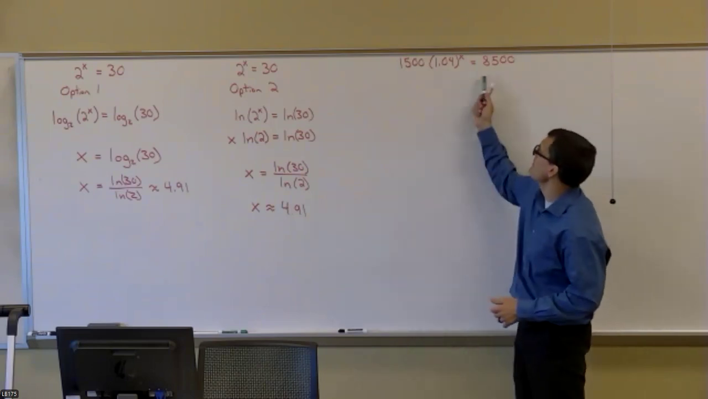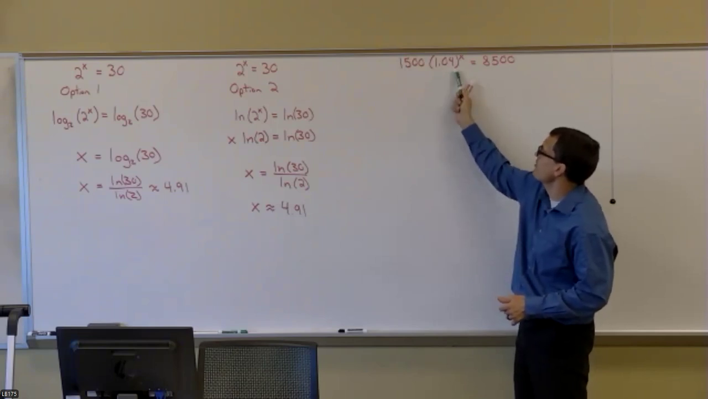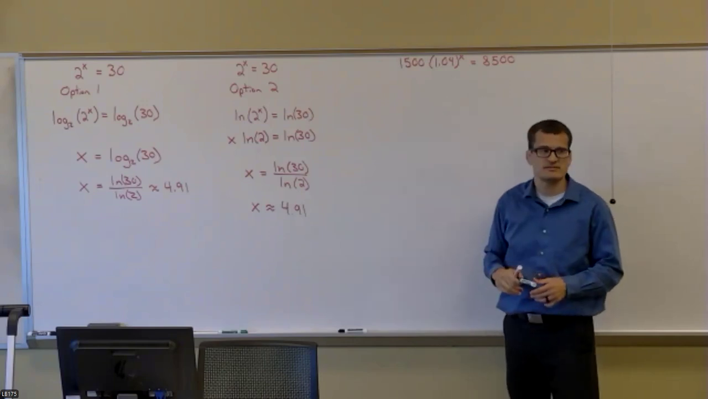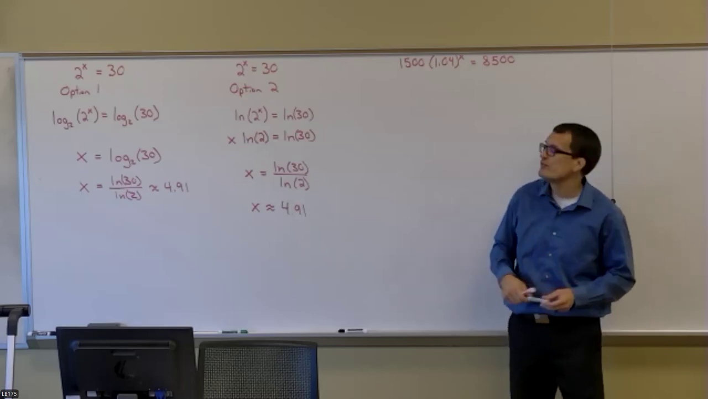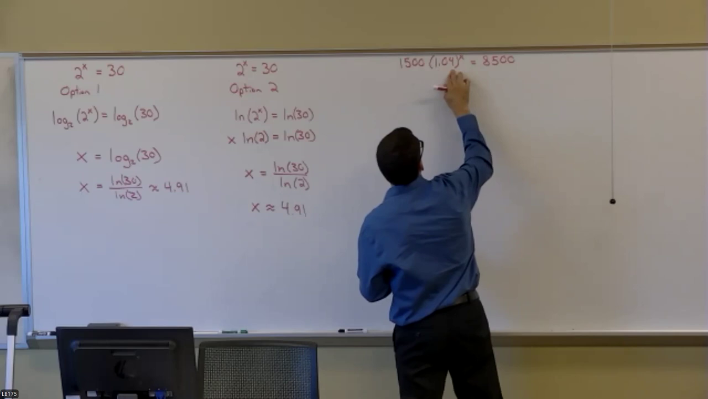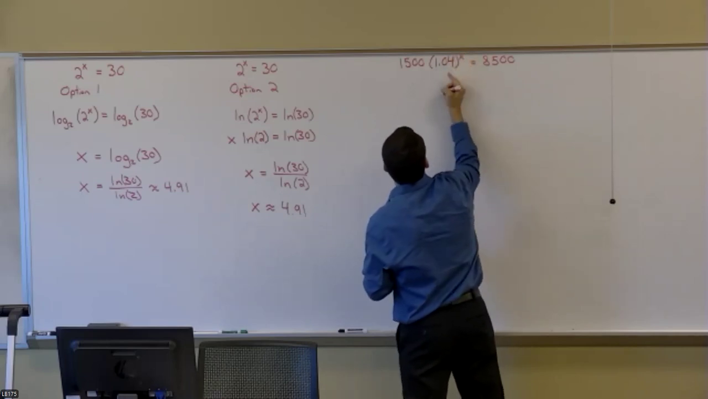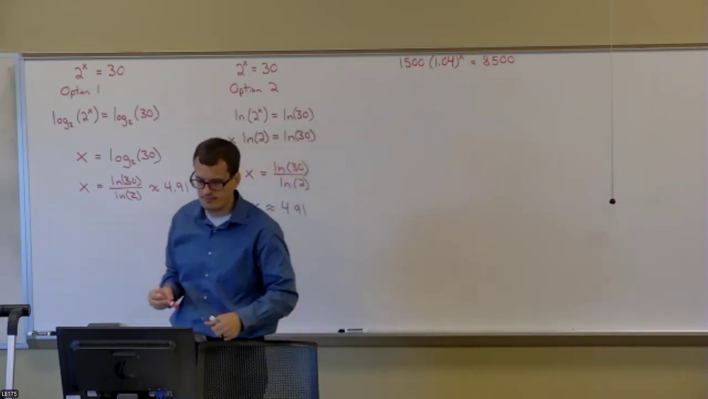I want you to try this one on your own, using either log base 1.04 eventually, or you can do natural log of both sides, pull the x out, either way. So try this one on your own. That's 1.04 raised to the x power, times 1500 is equal to 8,500.